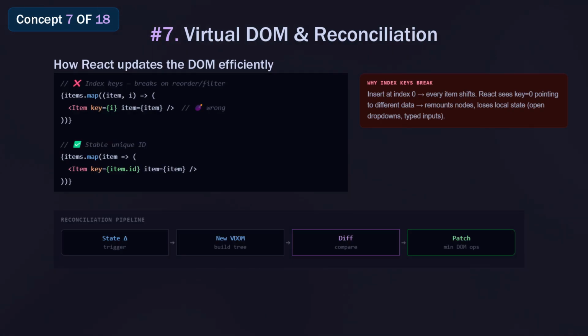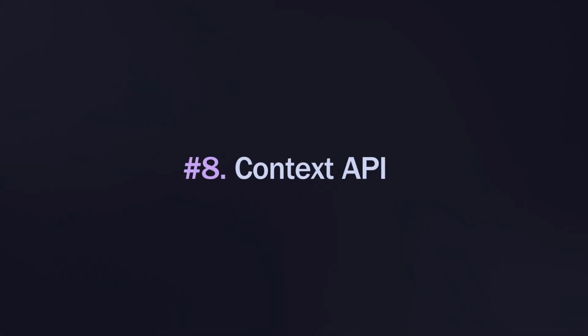The key prop is part of this system. When you render a list, React needs a stable identifier for each item so it can match nodes between the old and new trees. Without keys, React matches by position, which breaks when items are added, removed, or reordered. Use stable IDs from your data, never array indexes on dynamic lists.